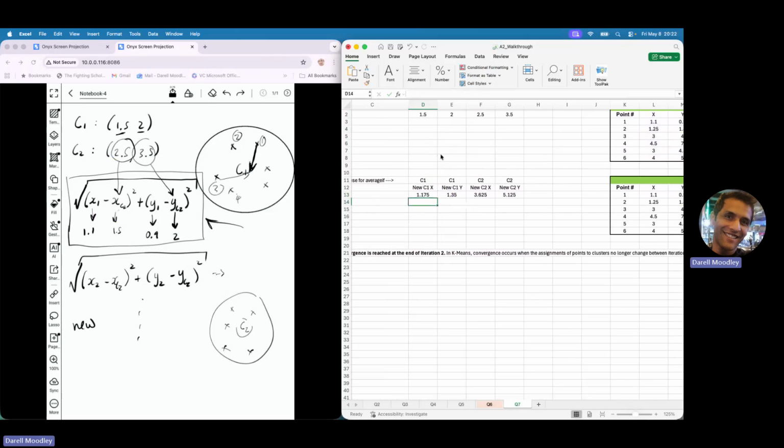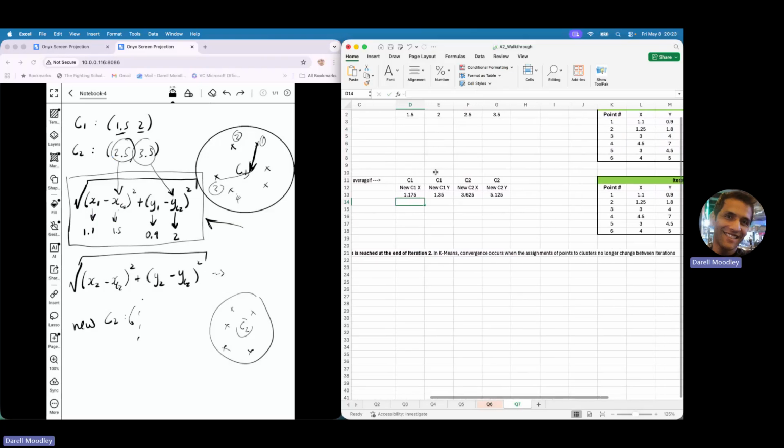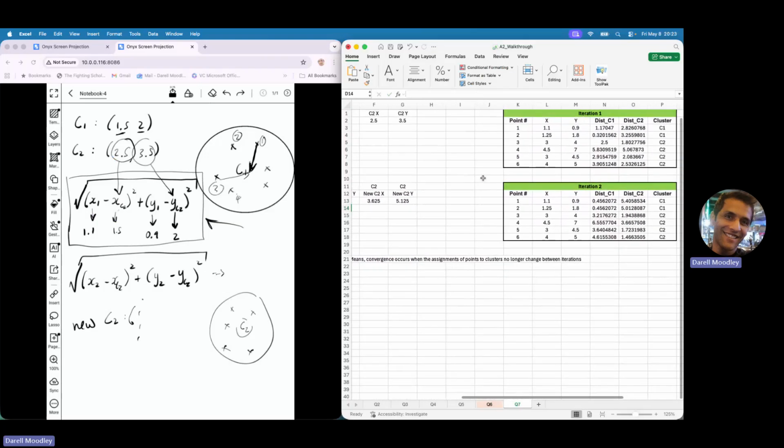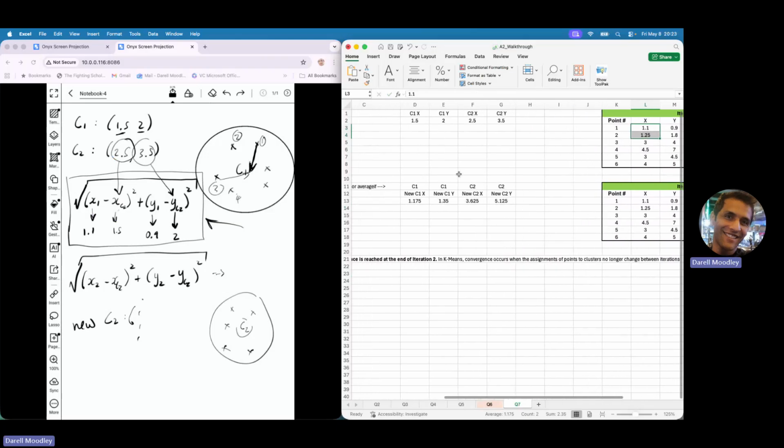So in other words, my new C1 coordinates are going to be all the x values that fall on C1, which are these. It's going to be averaging these two, so this plus that divided by 2, or the average of these two, right? So that's why my new coordinate now is 1.175.